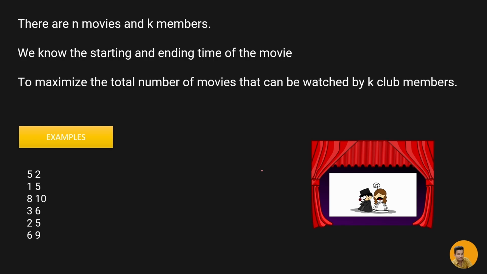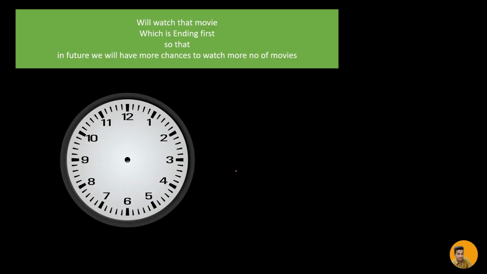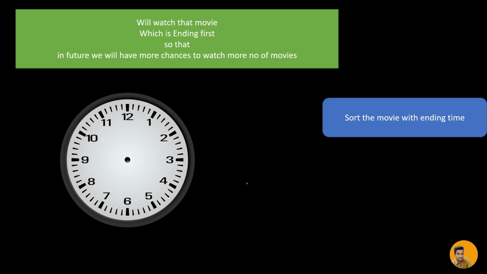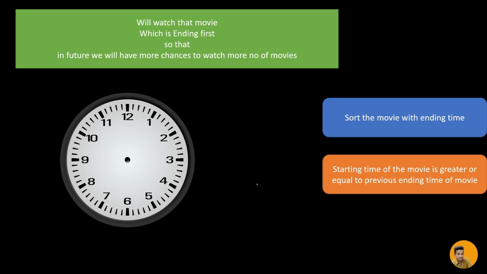That means one person can watch one movie, and the other person can watch the second movie, in such a manner that these two members maximize the total number of movies watched. So, the same as in the previous one, we'll watch the movie which is ending first. You know the reason, because you have solved Movie Festival 1. We watch the movie which ends first, so that in future we have more chances to watch more movies. So we process movies by ending time, and if the starting time of a movie is greater than or equal to the previous ending time, then we can watch it.